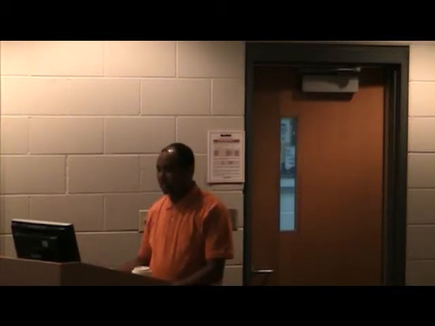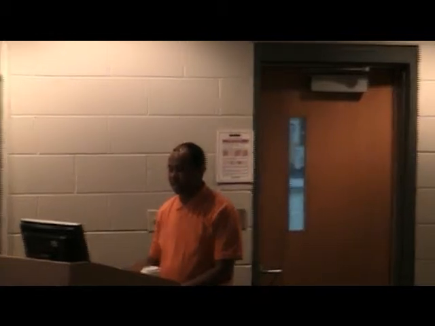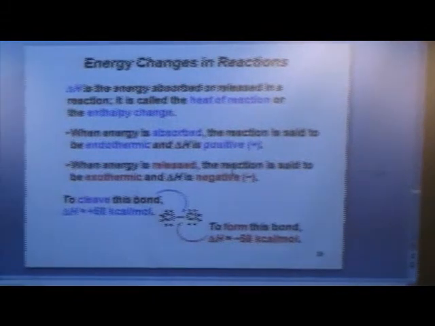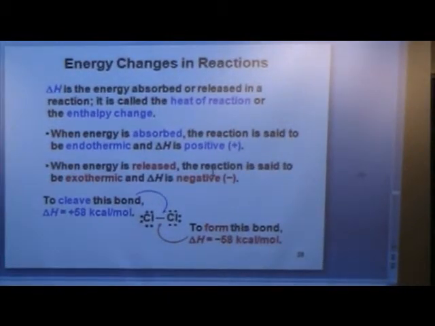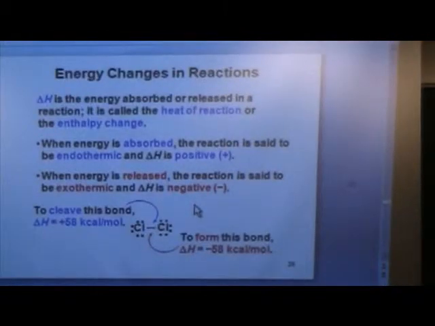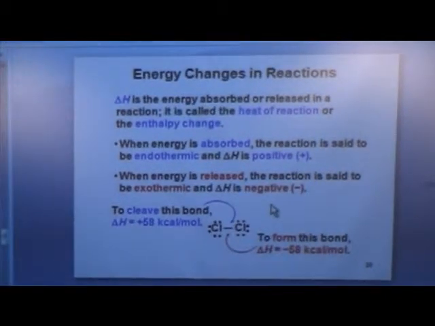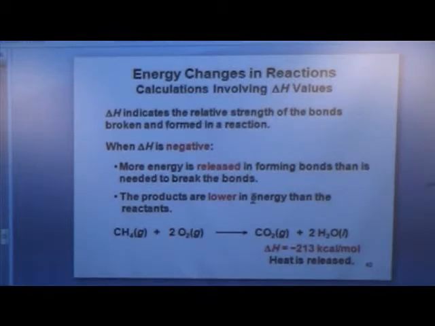So when energy is released, the reaction is said to be exothermic and delta H is negative. A negative value is also an indication that energy is given out. It doesn't mean that it is less. There is no minus energy, but it tells you that the system loses energy. The system gives out energy. So if something is given out, you say it is negative.